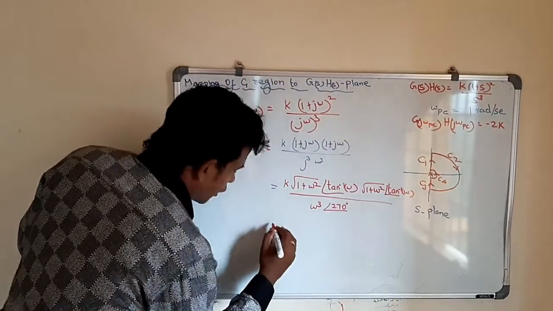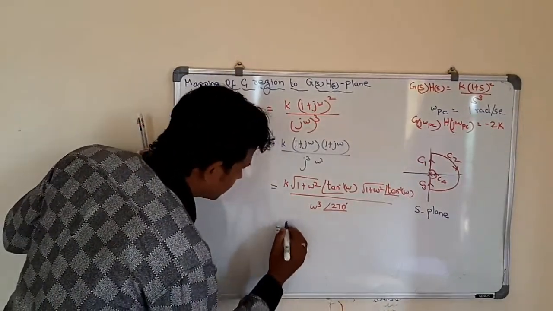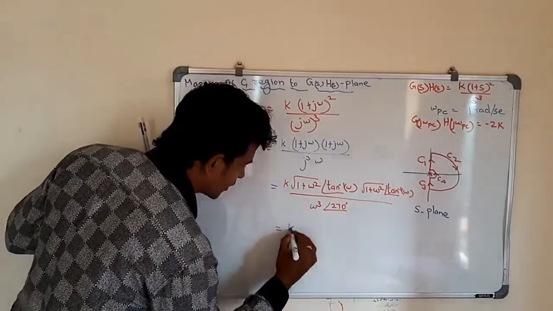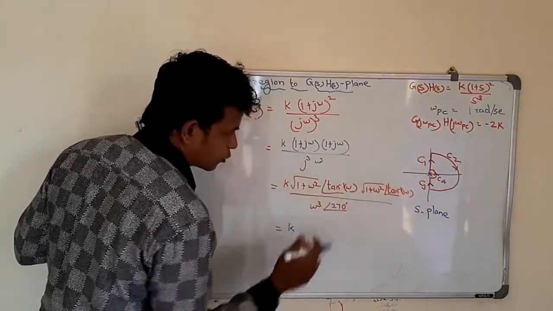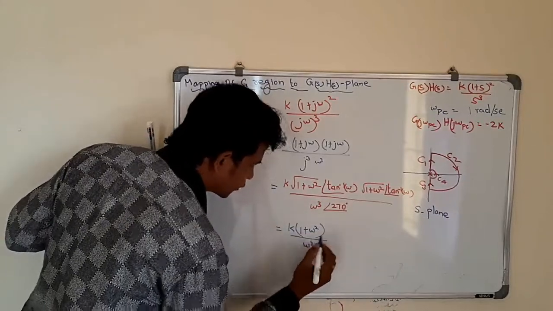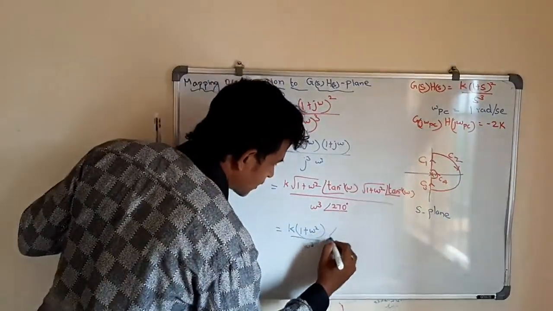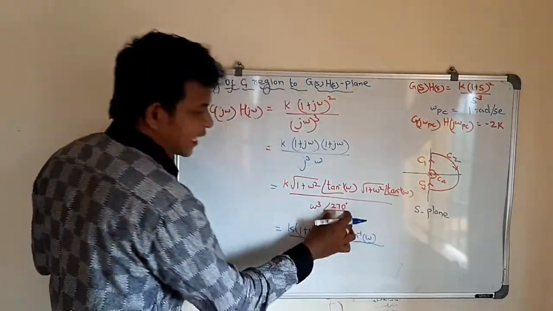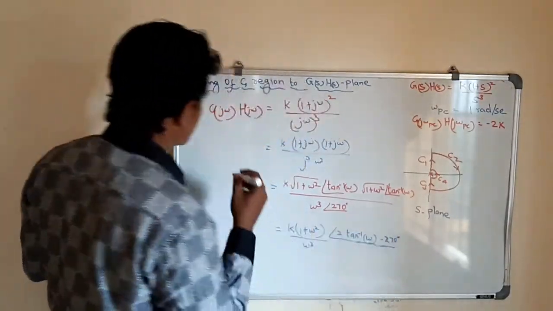Now I am rewriting this with magnitude terms and phase terms separately. The magnitude terms are k into root of 1 plus omega square into root of 1 plus omega square divided by omega cube. Root of 1 plus omega square into root of 1 plus omega square is 1 plus omega square, divided by omega cube. So this is the magnitude, and the phase is tan inverse of omega plus tan inverse of omega minus 270 degree. So the angle is 2 times tan inverse of omega, and taking the 270 degree from the denominator, it becomes minus 270 degree.